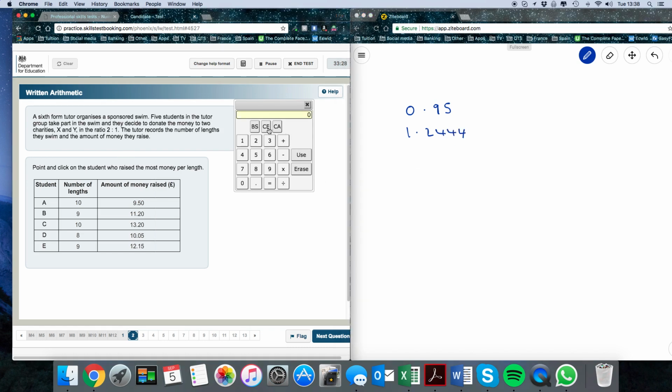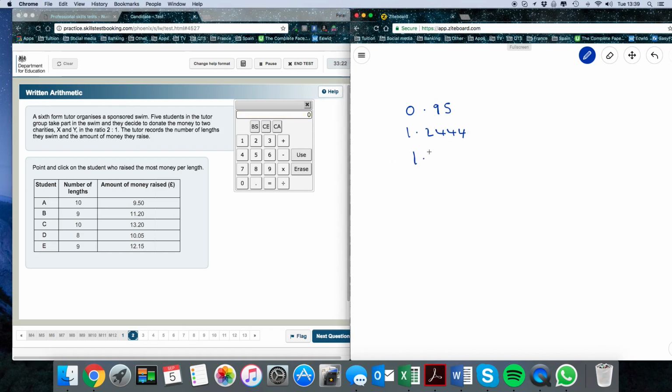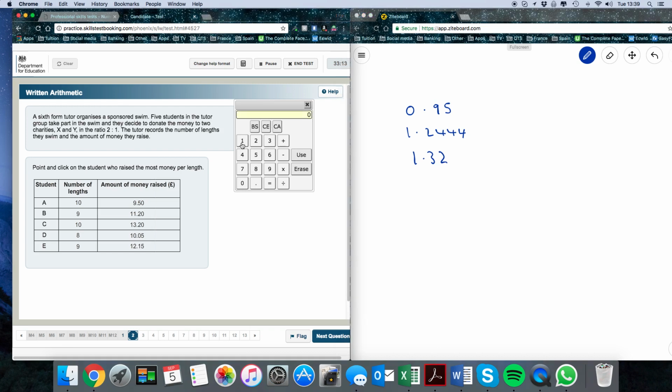Clear the calculator. Next one, 13.20 divided by 10. Really, we can do that in our head, can't we? If you're comfortable doing that, it will save you a few seconds. If you're not comfortable doing it, then you're just going to have to carry on with your calculator. Next one, £10.5 divided by 8. That's a little bit trickier, so use a calculator.